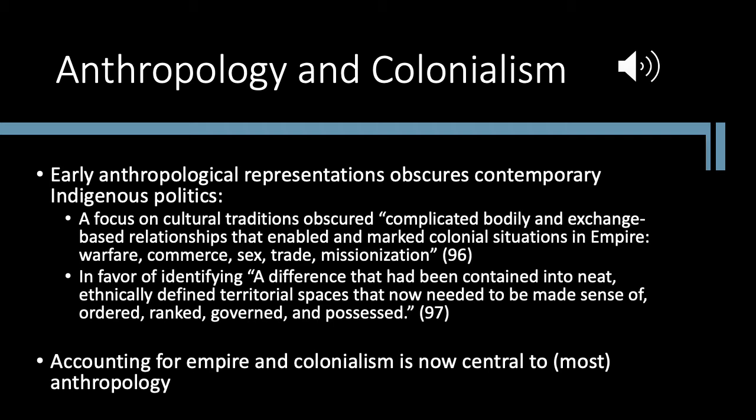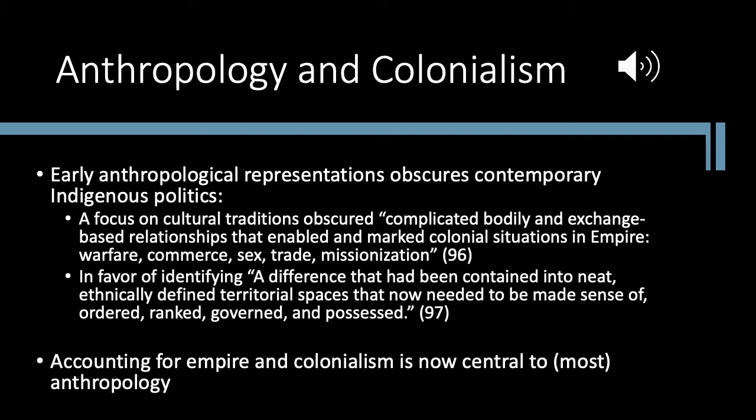Because on the one hand, when we focus on these kinds of bounded territories, we lose sight of movement. We lose sight of the way people move between these places, the way people travel, trade, and have sex, right?